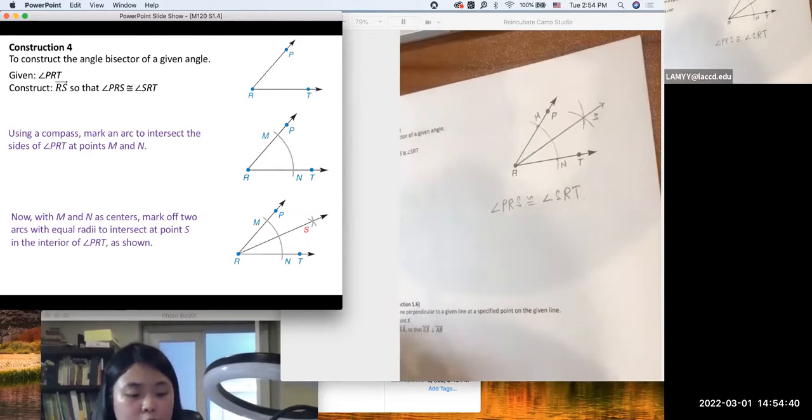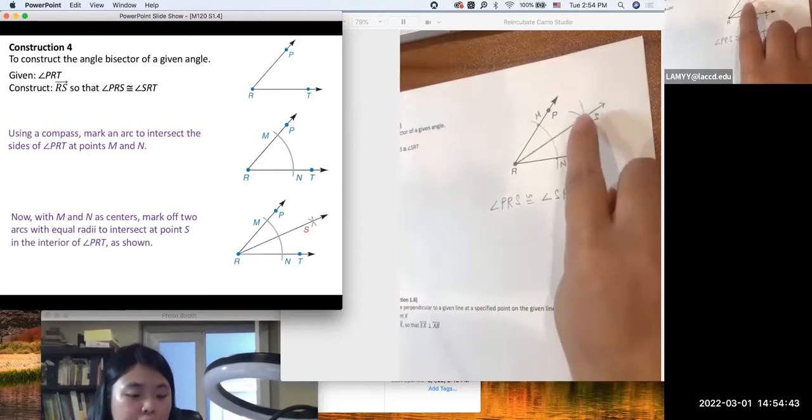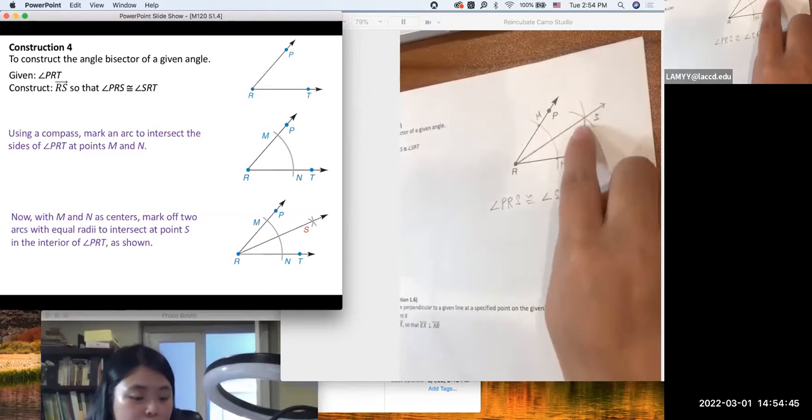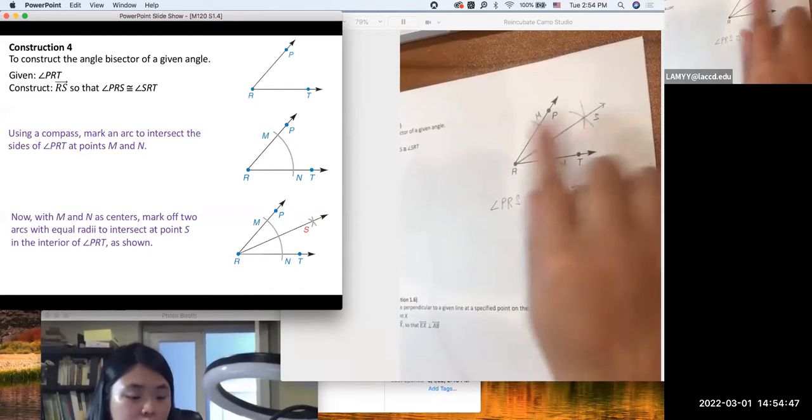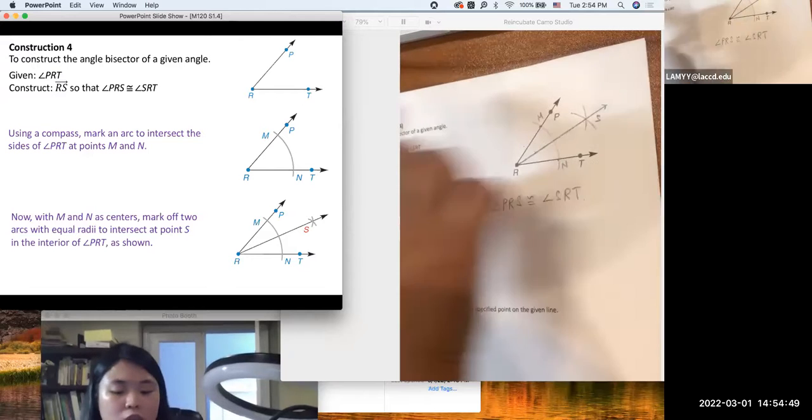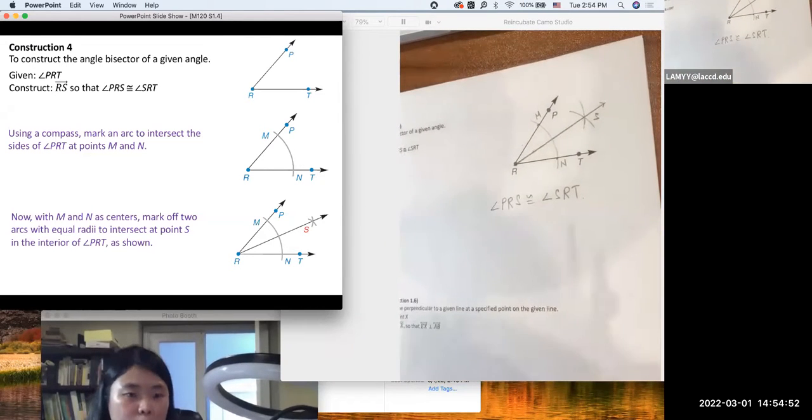Okay, hey, one more time. When I check the construction, I need to see this arc, the line here. Don't erase it. This is the way you use the compass.